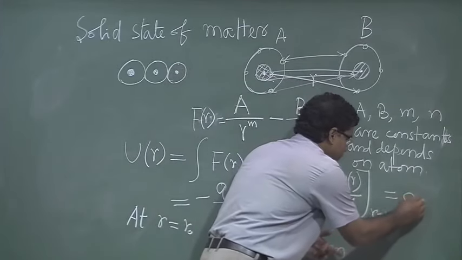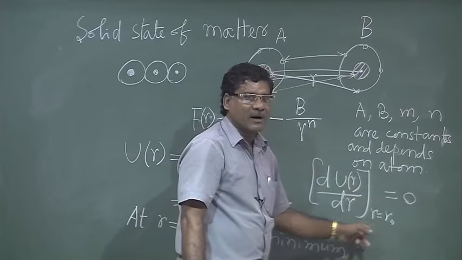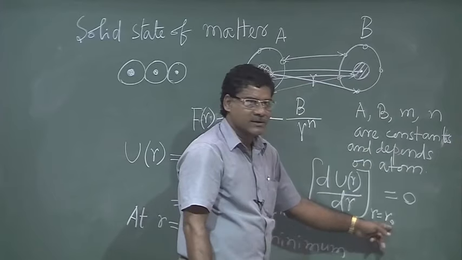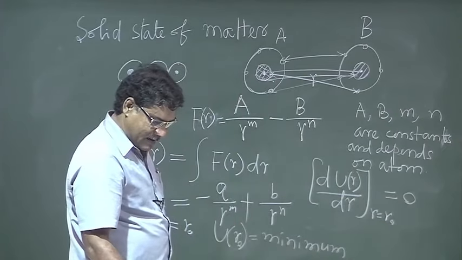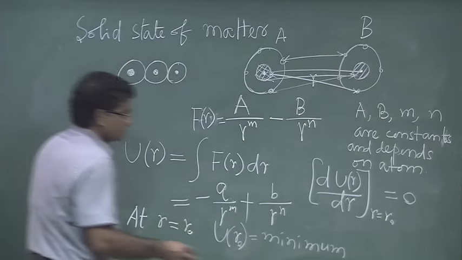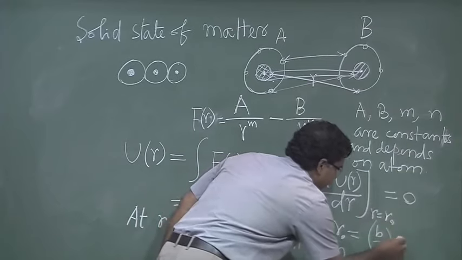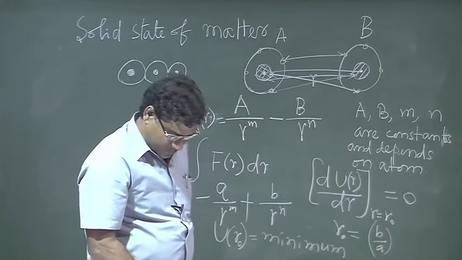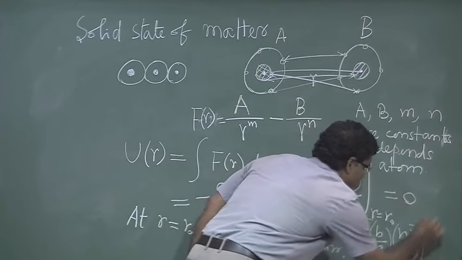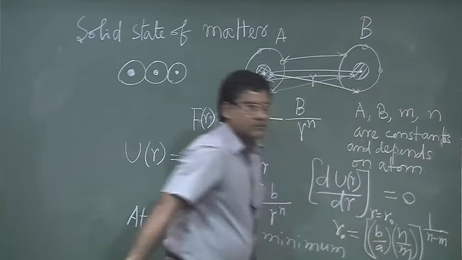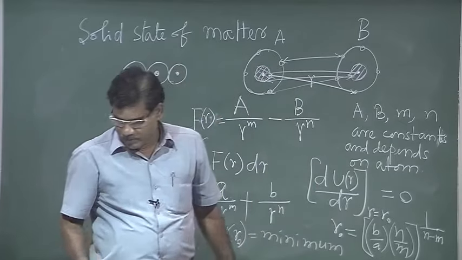So when this derivative will be 0, for that condition, what is the value of r? That will be r0, the equilibrium distance. If you do this step, you will get r0 basically equal to, say, (B by A) to the power 1 by (n minus m). So that will be the equilibrium distance, for which the energy will be minimum.